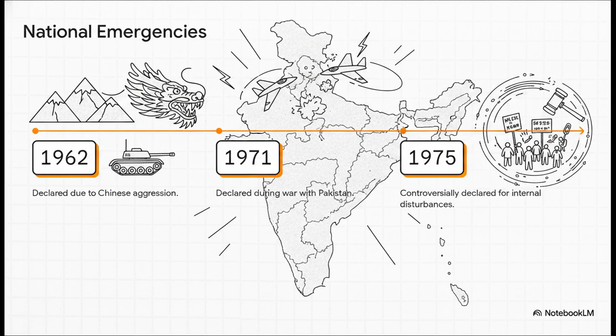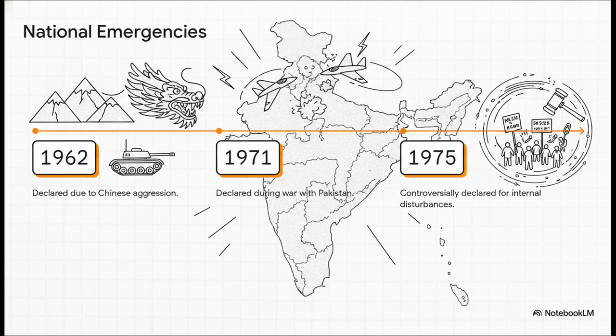The Constitution says the president can declare a national emergency if India's security is threatened by war, external aggression, or armed rebellion. And when this happens, India essentially transforms into a unitary state. The union government can take over state powers, and fundamental rights can actually be restricted. This massive power has only been used 3 times.